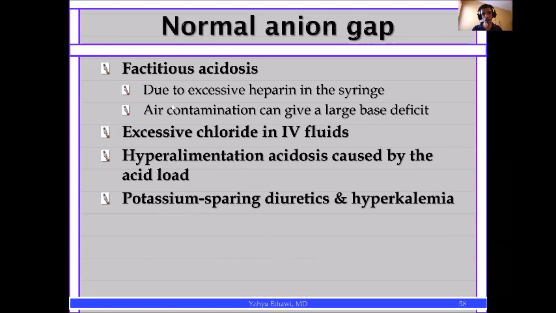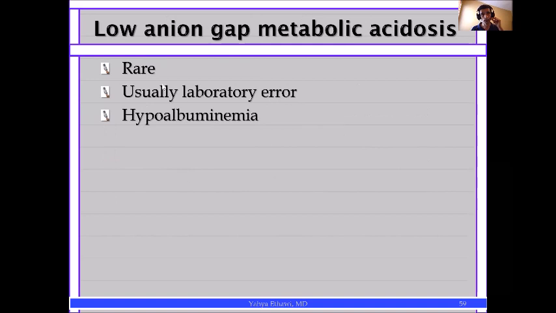It's very important to make sure that there is no air bubble, because when you do, for example, the CBG to insert into the machine, the small tiny tube can have an air bubble and can cause you acidosis. Always look at what you are giving to the patient, and what food he's taking, and what drug. And low anion gap is very rare. I don't think you need to think about it. It's either lab error or your albumin is low, but it has no clinical significance when it's low.